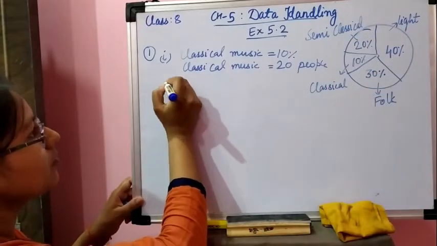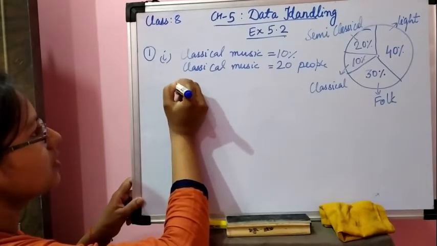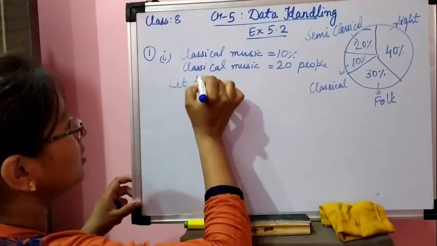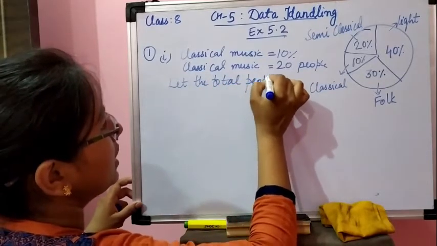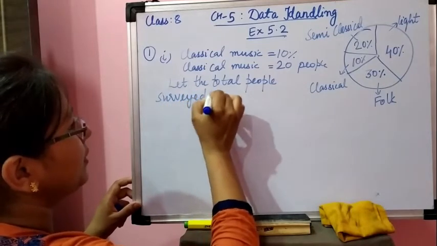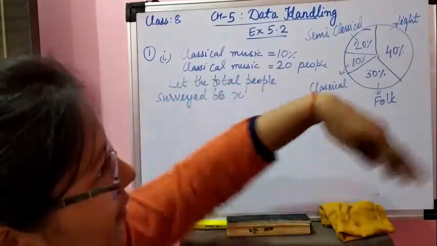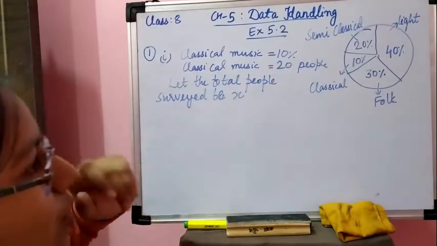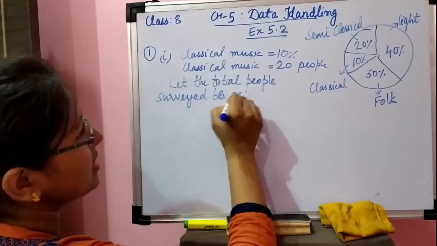Let the total people surveyed be X. Okay, from the survey of all these people, we have found out that 20% like semi-classical music, 40% like light music. So we have assumed that the total number of people is X.